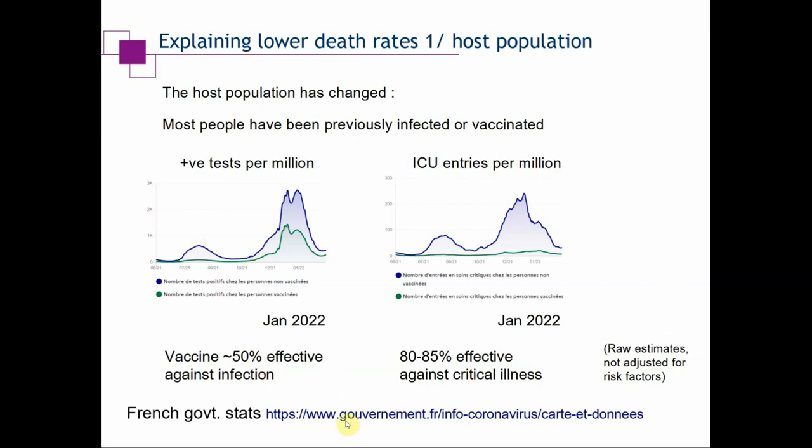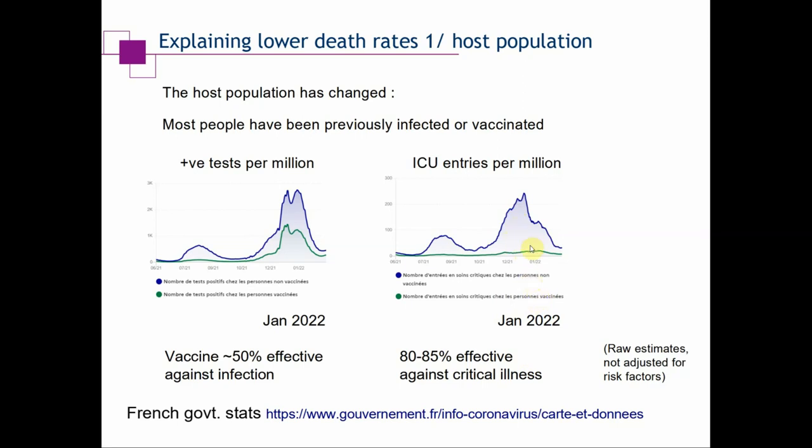These stats are not available anymore, or can't be found that easily because the website has changed. They showed the number of positive tests per million and the number of entries into intensive care per million people amongst the vaccinated population, which is green, and the non-vaccinated people, which is in blue. Up till the winter of 2021-22, the vaccine had about a 50% protection against infection, but it was pretty effective against critical illness. So it was working to protect people from severe infection and deaths.